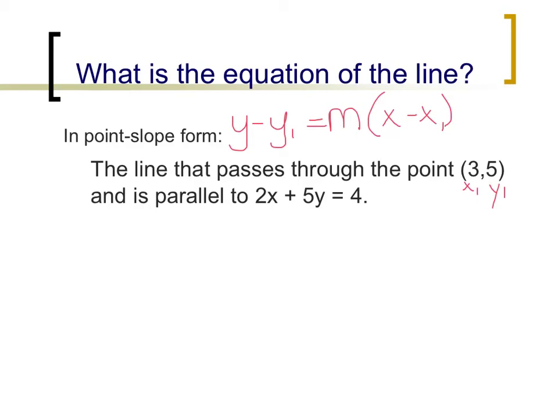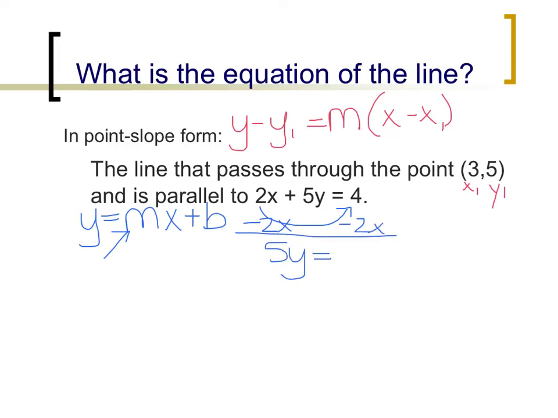In order to start, I need to find my slope. The easiest thing to do would be to take my standard form and change it into my slope-intercept form. And remember, your slope-intercept form is y equals mx plus b. And that will give me my slope. All I want to do is move my 2x to the other side, and I will do so by subtracting. So 2x from both sides leaves me with 5y equals negative 2x plus 4.